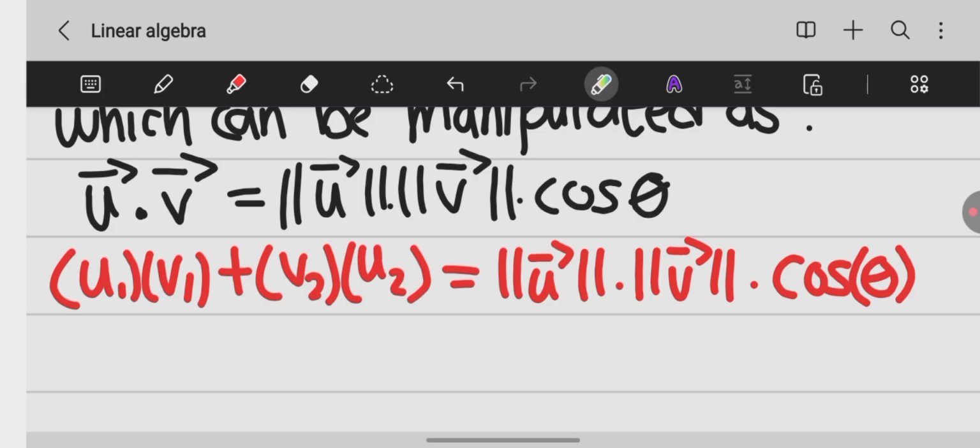Also, we mainly use this formula, or the first one, if they want you to find the angle between the two vectors. Yeah, most of the time that's the case.